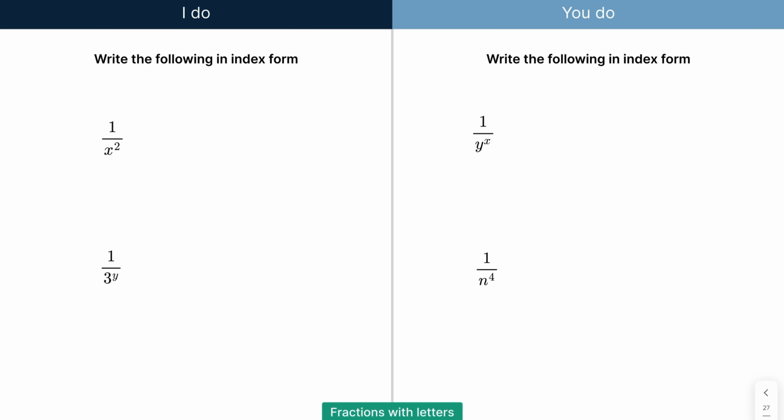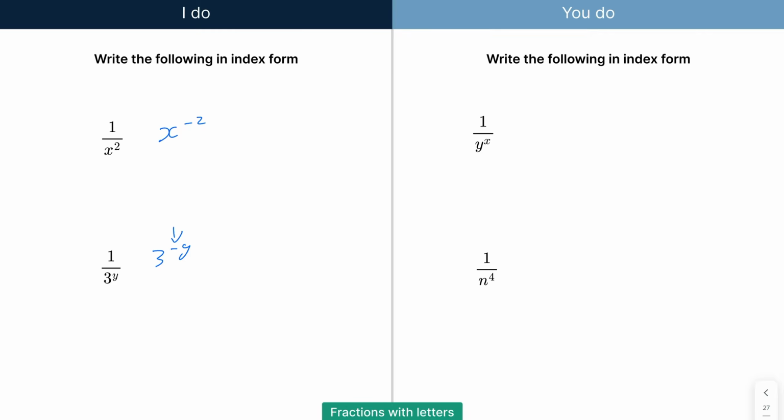So moving on from there, here we've been asked to write these in index form. So remember the 1 over part, that just means a negative. So this would have been x to the power of negative 2. Okay. And this would have been 3 to the power of negative y. Because remember what I said before, the negative just means 1 over. So this would become 1 over and then 3 to the power of y.